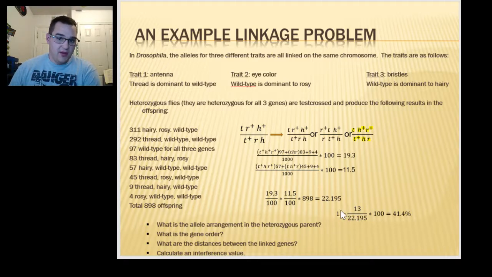So just a little formula right here. This number came from here, 13, that is 9 plus 4, divided by that number, times 100, is equal to 41.4%, and that is your interference value. And that's how it's done. That's how I do it. That's just the run through I do.